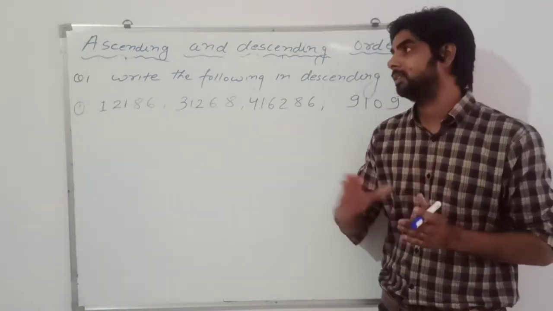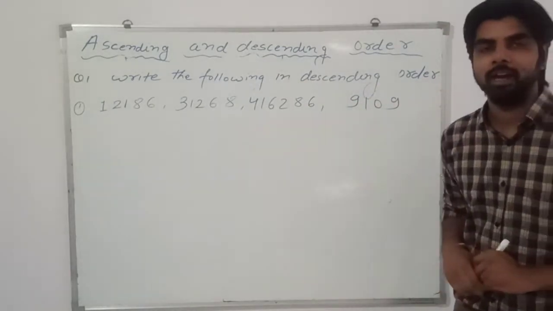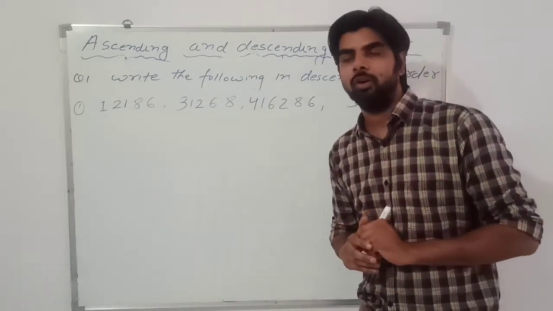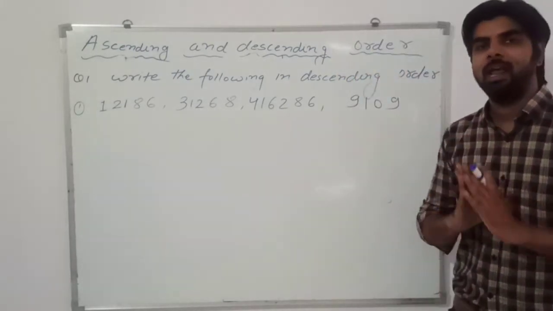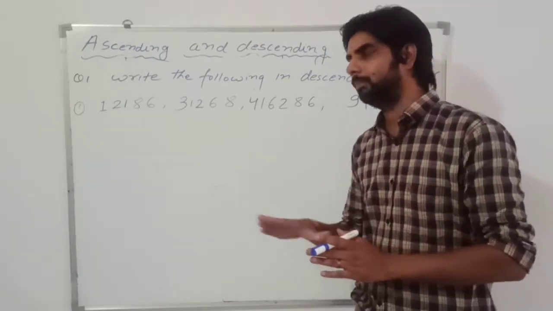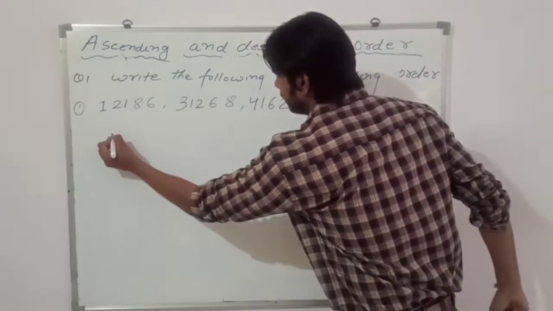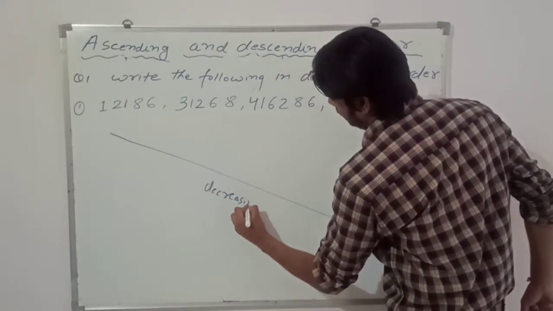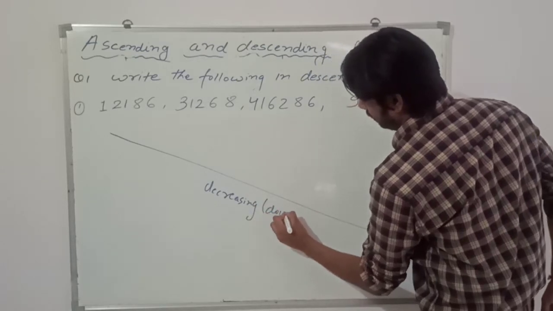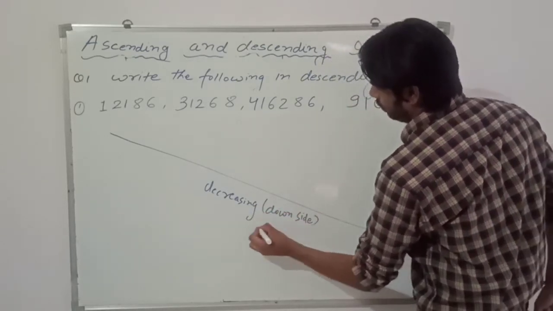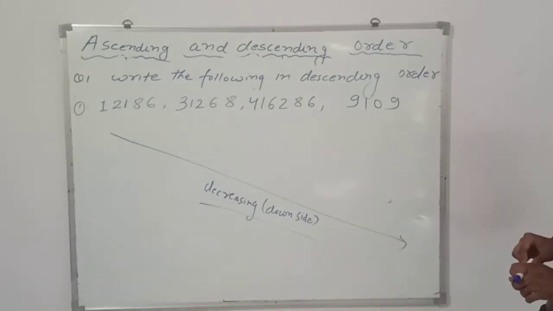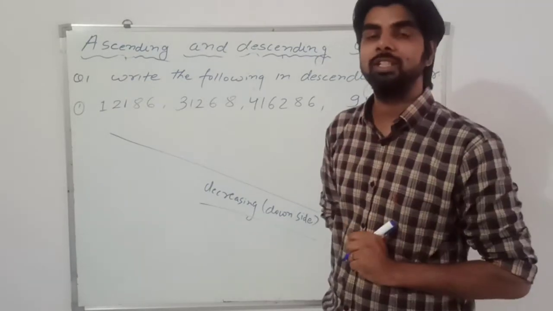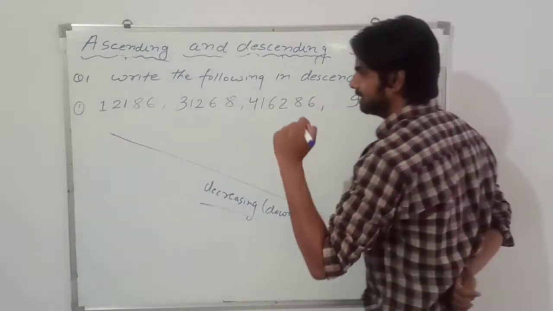The next question is, write the following in descending order. What is the meaning of descending? Descending means we have to write in decreasing order. Decreasing order means we have to write the largest number first and the smallest number at the last. Descending means decreasing or downside. So how will we find out which is the largest number? The number having the largest number of digits is the largest.